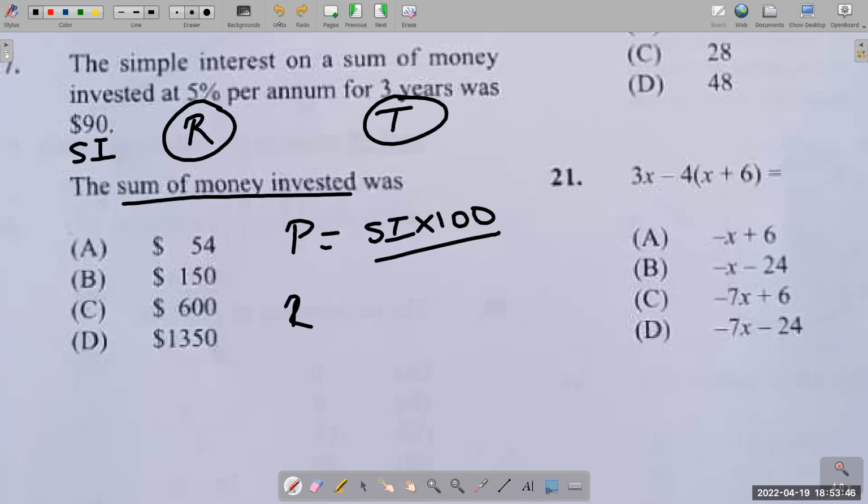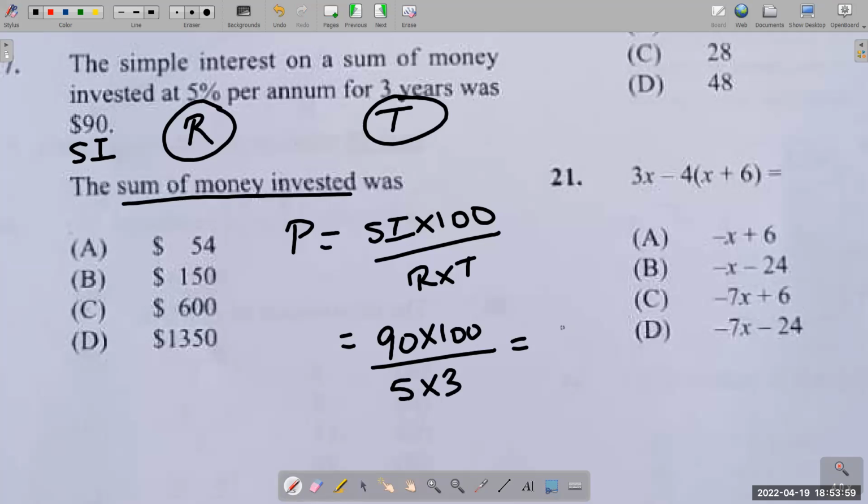So in this case, it's going to be what? It's going to be times R times T. Everybody following? So it's going to be 90 times 100 over 5 times 3. So that's going to be 9,000, 3 zeros, over 15.